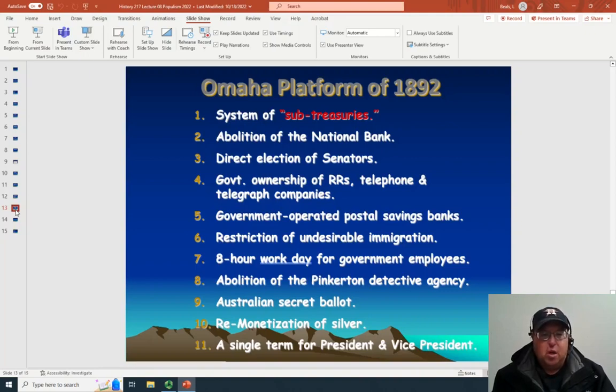After the Comstock Lode peters out in the late 1870s, Nevada goes through a pretty big depression, an economic downturn. It gets so bad, some people start wondering if Nevada shouldn't be a state anymore. And so the remonetization of silver for the Nevada silver industry was viewed as a way to restart the Nevada economy and get it going again. And then a single term for president and vice president.